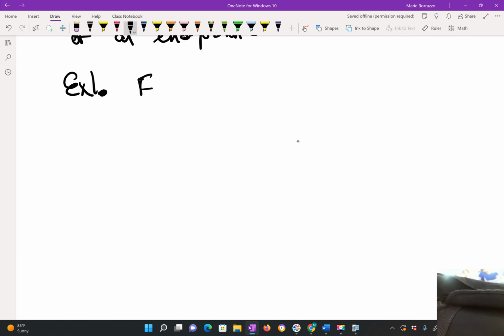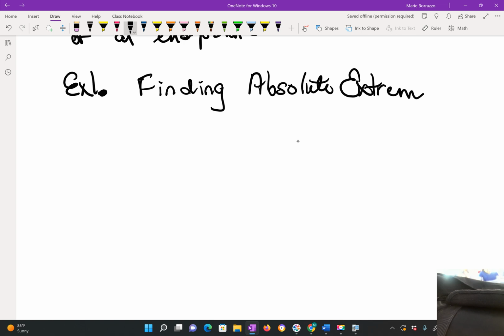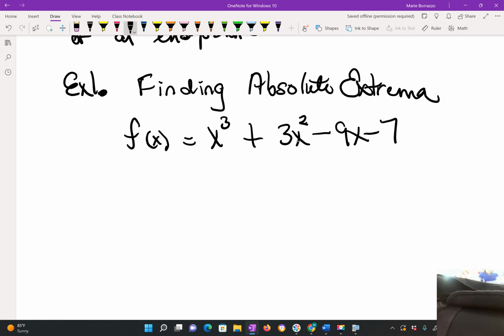So we're finding, and these are the steps you're going to follow, finding the absolute extrema. Okay, so they want us to find the absolute maximum and minimum given the function. They're giving us f of x is equal to x cubed plus 3x squared minus 9x minus 7 on each of the following intervals.